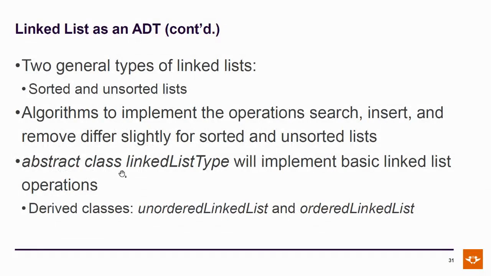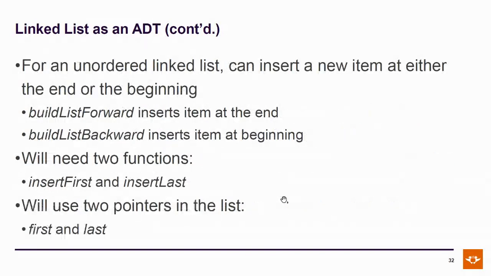So it would make sense to have an abstract base class for the linked list itself, and then derive classes for the sorted and unsorted, the ordered and unordered versions. For an unordered linked list, this is the big difference: you can insert new items at either the end or the beginning, or arbitrarily in the middle if you add member functions for it.